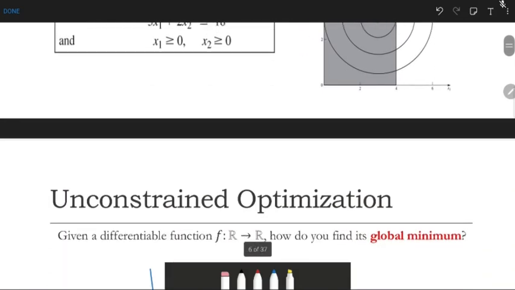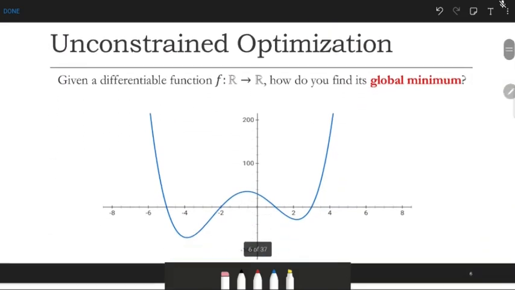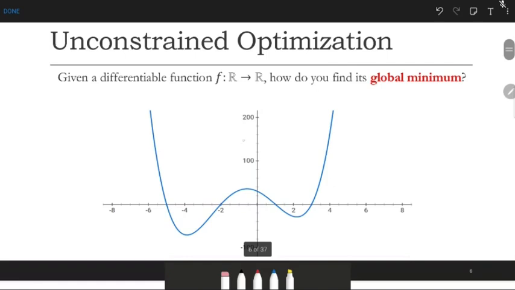Basically, these examples are telling you how different non-linear programming is from linear programming. Unconstrained optimization. Given some function which is differentiable, how do you find its global minimum? We did kind of discuss this. If I can declare that the function is a convex function, then I can say there is a global minimum. But they didn't give any of that. They simply asked: if it's a differentiable function, how do you find its global minimum?